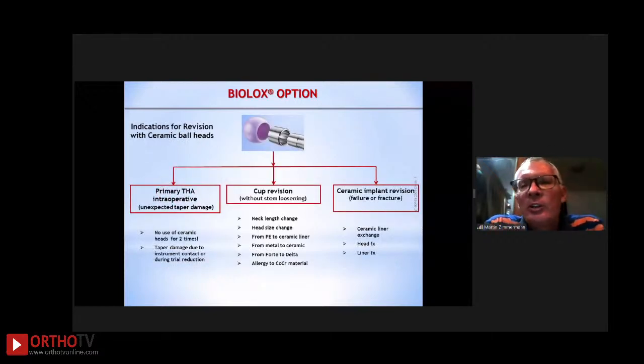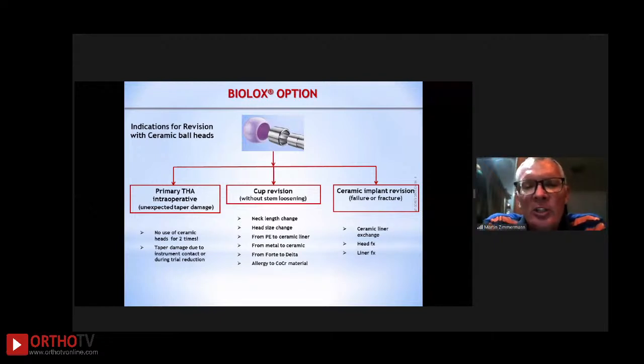In which situation can you use Biolox option? Actually, there are three kinds of indications. Let me start with the left-hand side, during a primary surgery. It can happen that during the surgery of a primary hip arthroplasty, you have what you call unexpected taper damage. You can imagine that you have a contact with the retractors or during the trial reduction, you damage the taper of the stem. Then we strongly recommend not to use a standard Biolox ball head, because if you have a damaged taper, you strongly reduce the strength resistance of the ball head. Then it's recommended to have a Biolox option system. That's why it's always important to emphasize keeping this protective cap on the stem as long as possible to avoid this kind of damage.